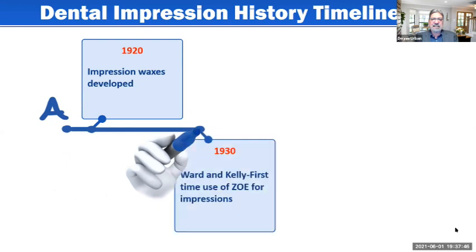And then we jump to 1930, when Ward and Kelly first used the ZOE, zinc oxide eugenol, for final impressions. And let me tell you, when I first started my laboratory, we used to get a ton of zinc oxide eugenol impressions, or ZOE impressions, on denture cases. The only thing that used to drive us crazy is because when you poured a model with zinc oxide eugenol, it used to stick to the model, so you just had to break it apart, and it really was difficult to get out of a tray or out of a denture that was utilizing this impression for a reline.